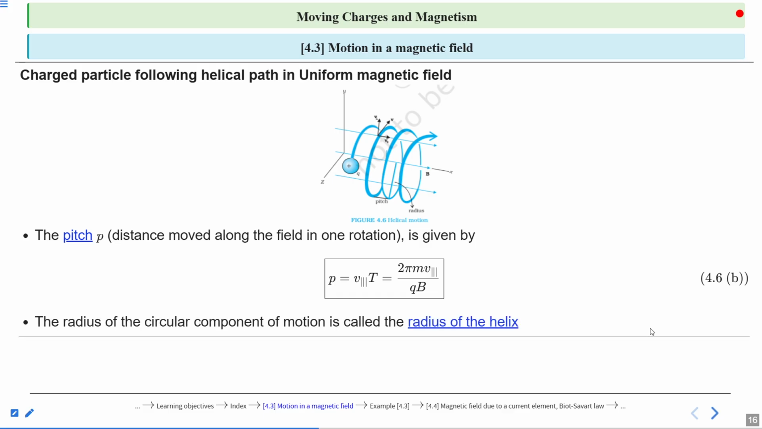The radius of the circular component of motion is called the radius of the helix. Okay, so the radius of the circular component in this helical motion is called the radius of the helix.